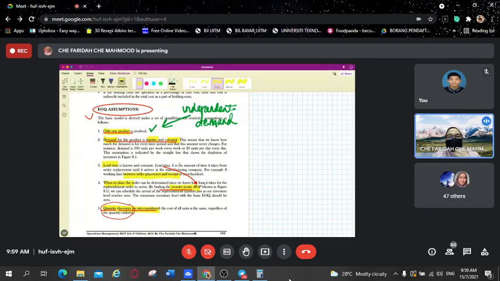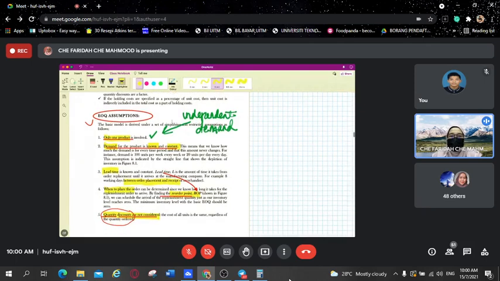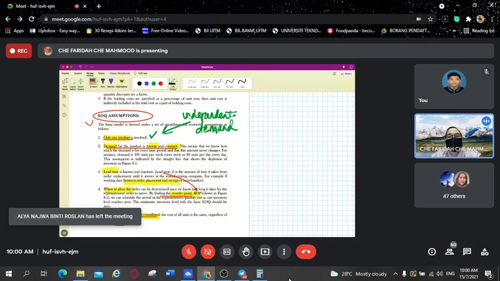Then we see, it's 10 o'clock. We have one more hour to go. These are the assumptions of EOQ. But in your book, there are actually not many. But I refer to many other books. I'm going to erase this. Oh my goodness, I cannot erase, never mind.